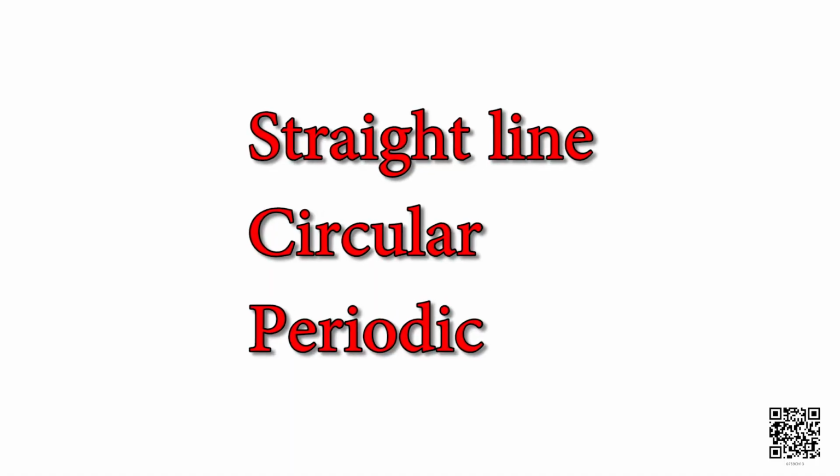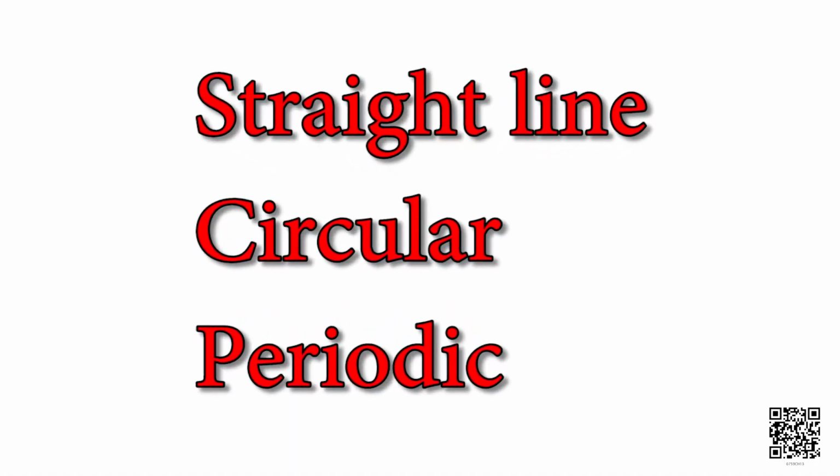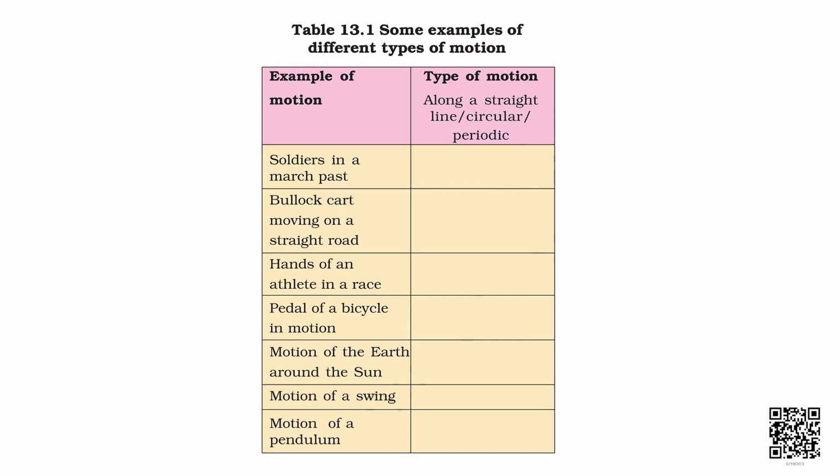So students, in class 6th, you have learned about different types of motions. You learned that a motion could be along a straight line, it could be circular or periodic. Now try to recall these three types of motion. So in this table 13.1, it gives us some common examples of motion. Identify the type of motion in each case and allow me to solve a few.